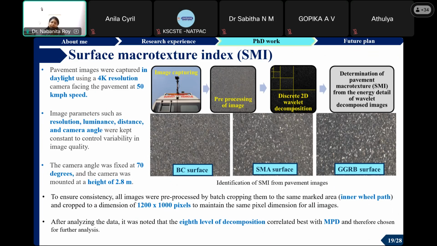So what we have done is we captured the images. You can see we have collected images from 11 different test sections, right? All are constructed by IIT Kharagpur. So 3 different surface courses were there: BC, SMA, and GGRP. Now, to ensure consistency again, we kept the image dimension for all the cases the same, 1200 by 1000 pixels.